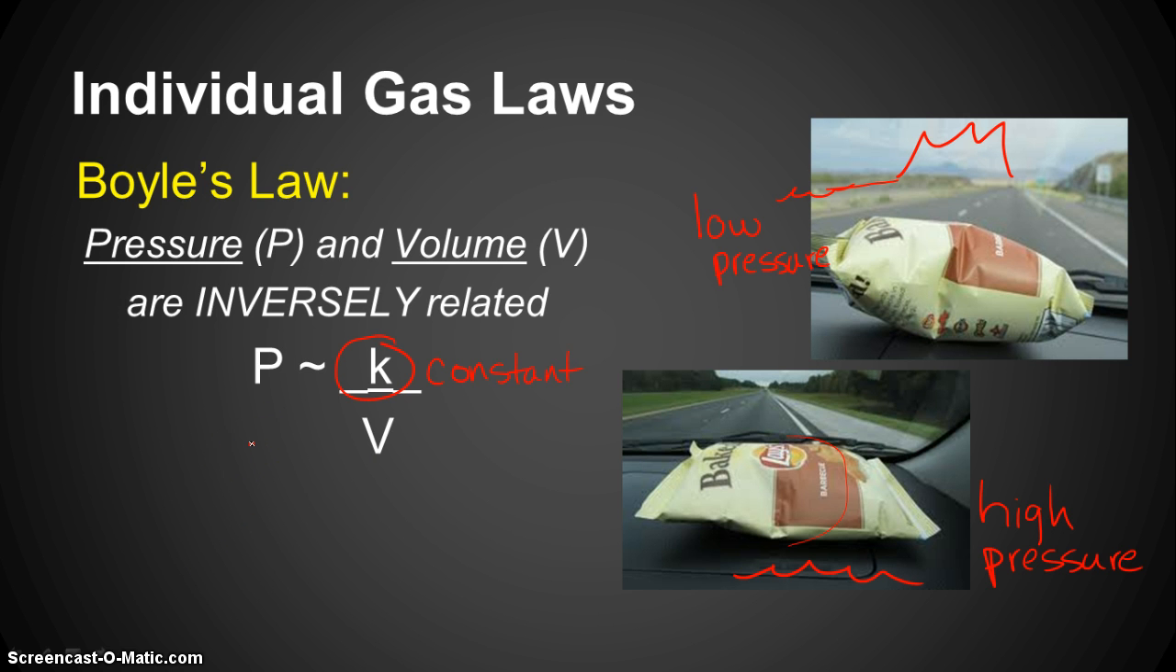And then what I want to do is show you what I have to do to the pressure and the volume to keep it constant. So if I move the volume to the other side by multiplying both sides by the volume, these cancel. So I get that the pressure times the volume equals a constant. So if I always multiply the pressure value times the volume value for a given situation, I'll get a constant number.